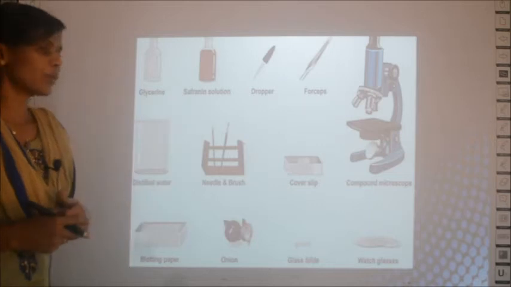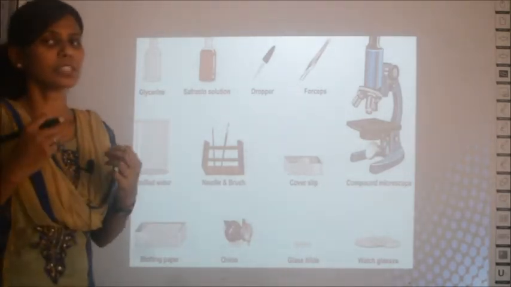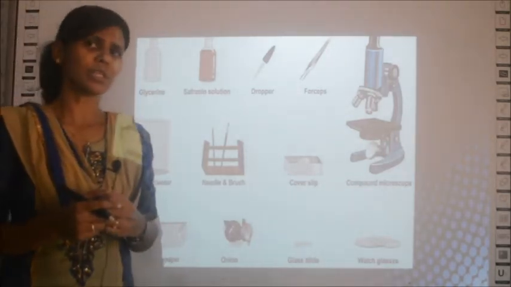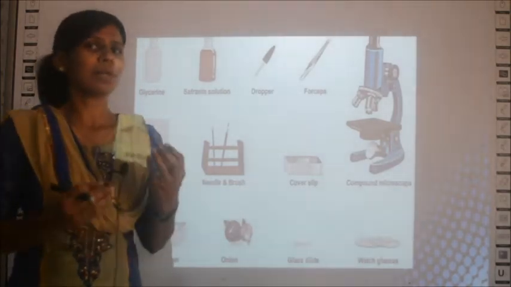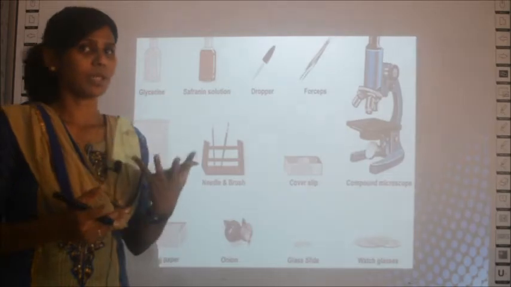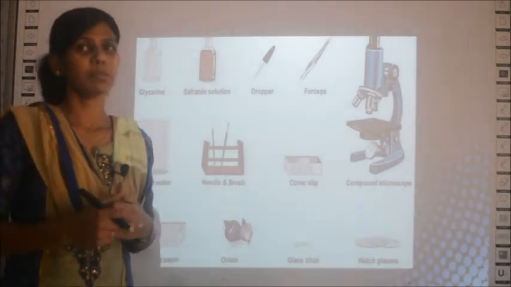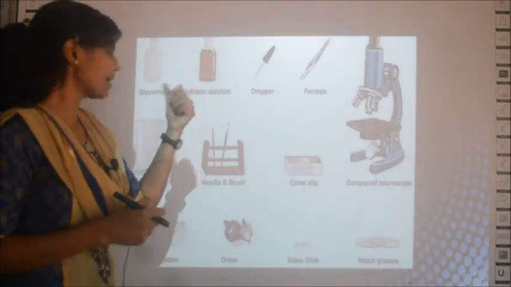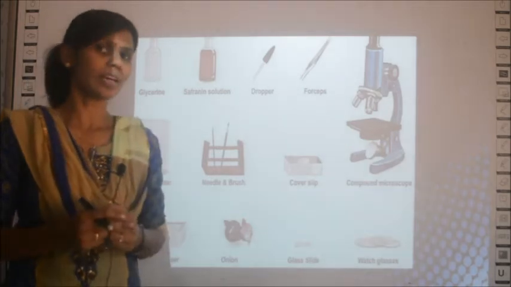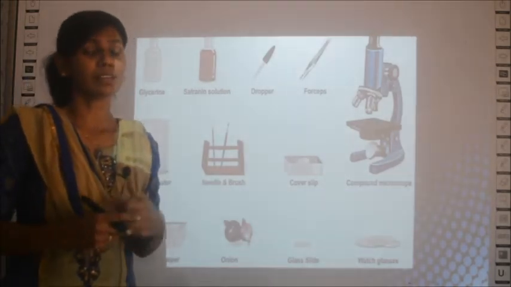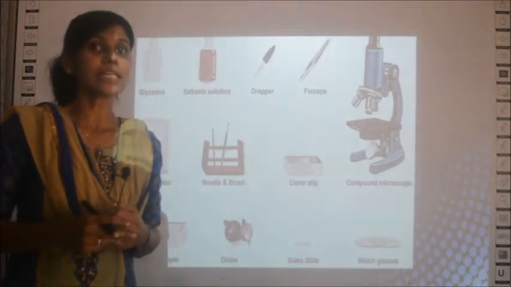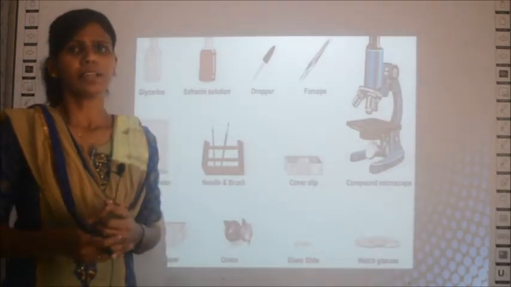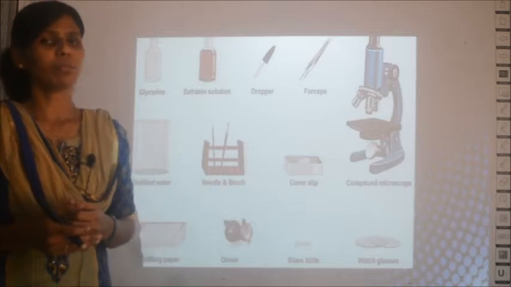The next requirement here is saffranin solution. Saffranin solution is a red-colored liquid. It will appear like red ink. If you have seen your teachers using a red ink bottle, it has the same consistency. Why do you need this colorful solution? I have told you several times, cells are all colorless. They do not have any color at all basically.